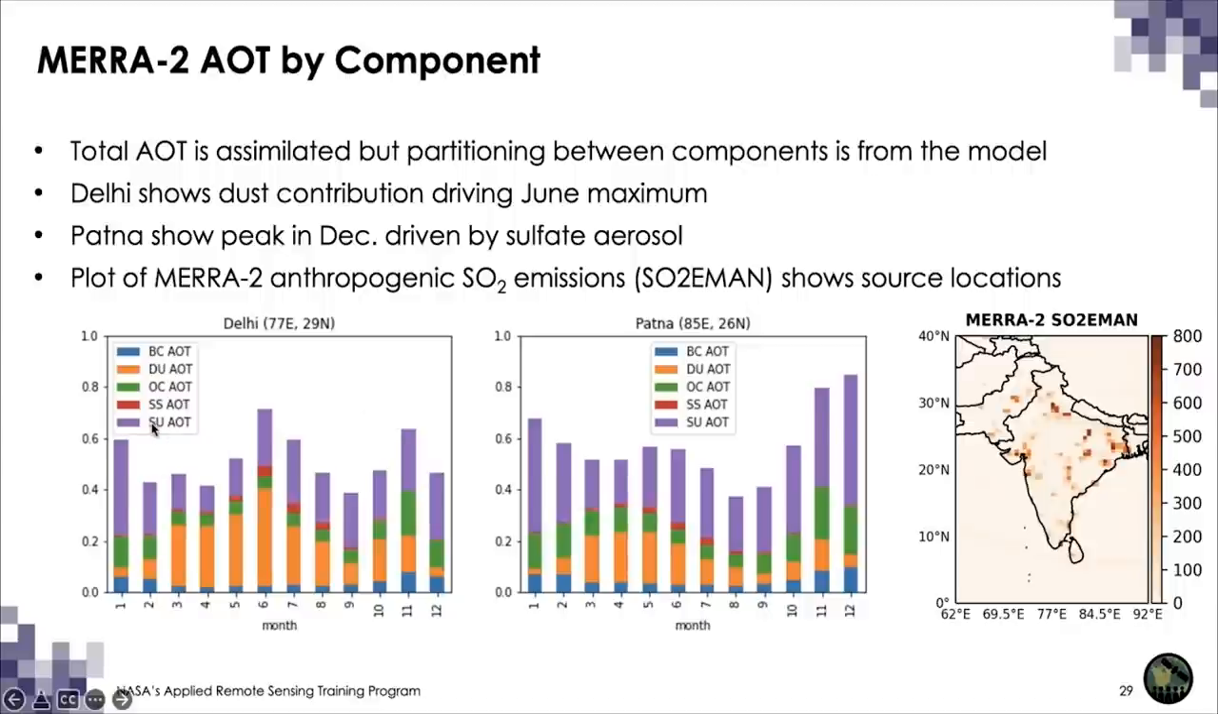We see that in Delhi, the dust component, shown in orange, drives a maximum in June. In contrast, in Patna, the peak occurs in December, with the largest contribution coming from sulfate aerosol. To get an idea of where sulfate aerosol might be coming from, we can look at a map of the December anthropogenic SO2 emissions in MERRA-2, which comes from the SO2 MAN variable. And that map is shown here.